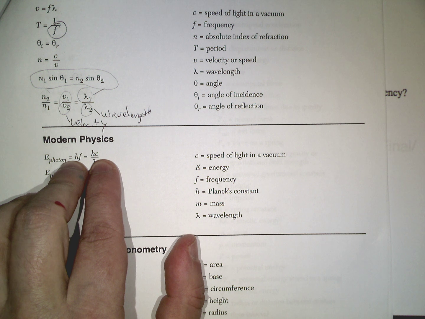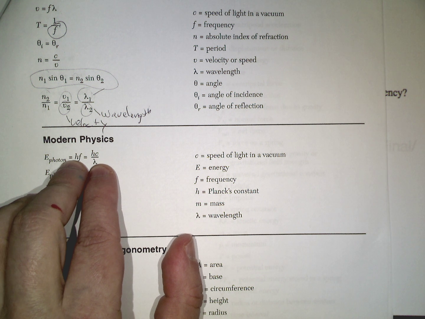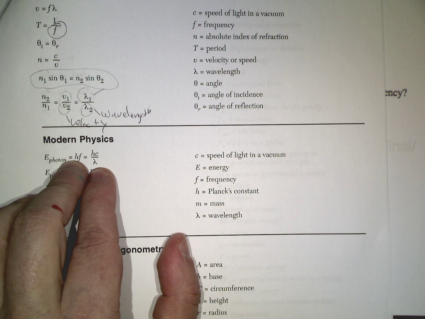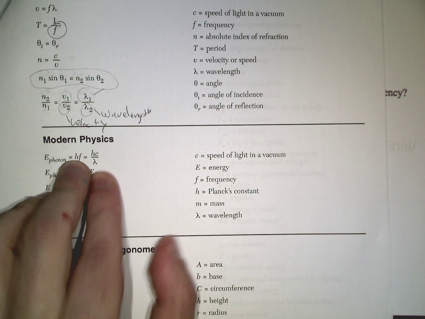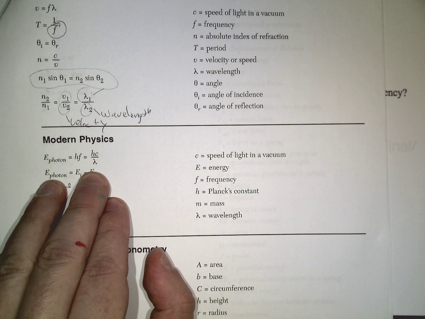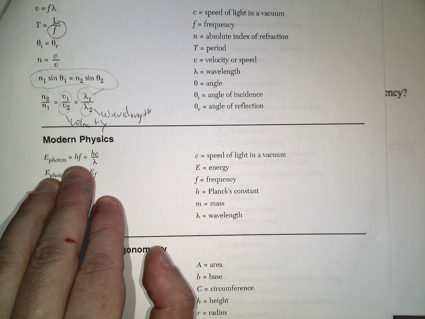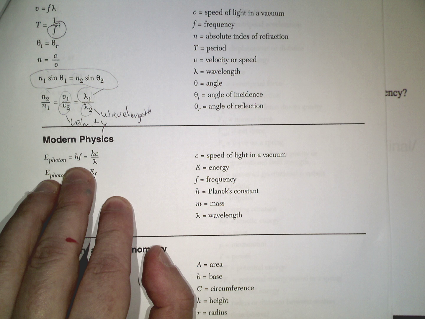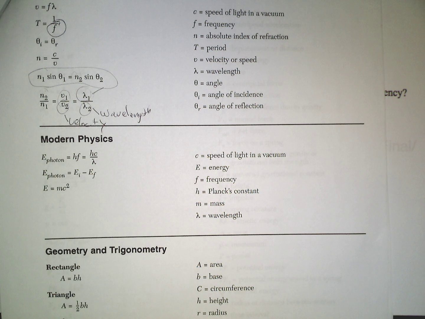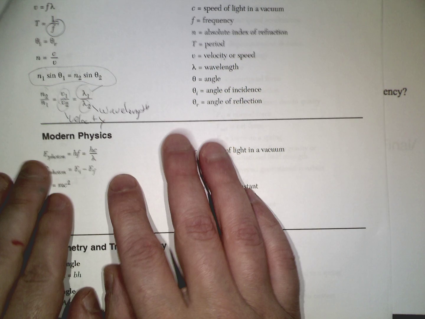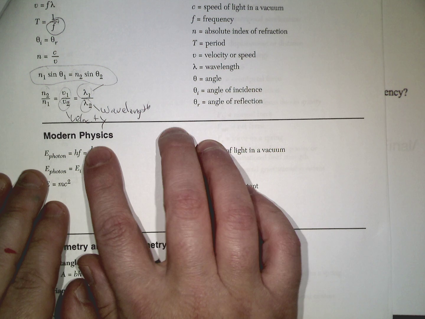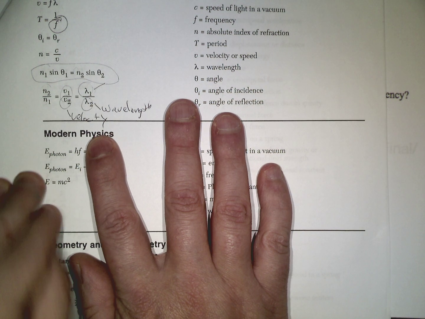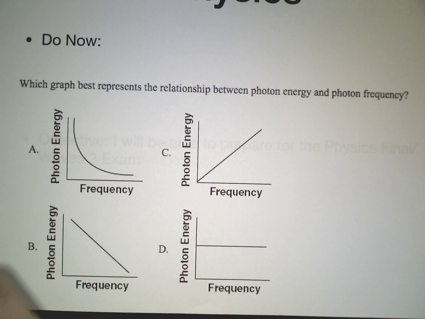Frequency and wavelength are inverse to each other. Remember that, right? As frequency increases, wavelength decreases. As wavelength increases, frequency decreases. They're inversely proportional to each other. But in this case, we just need to look at this: E equals h times f.